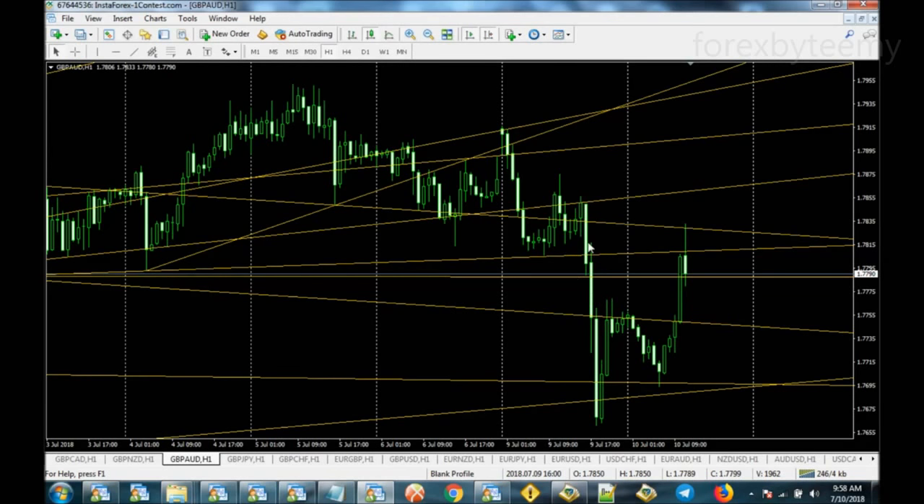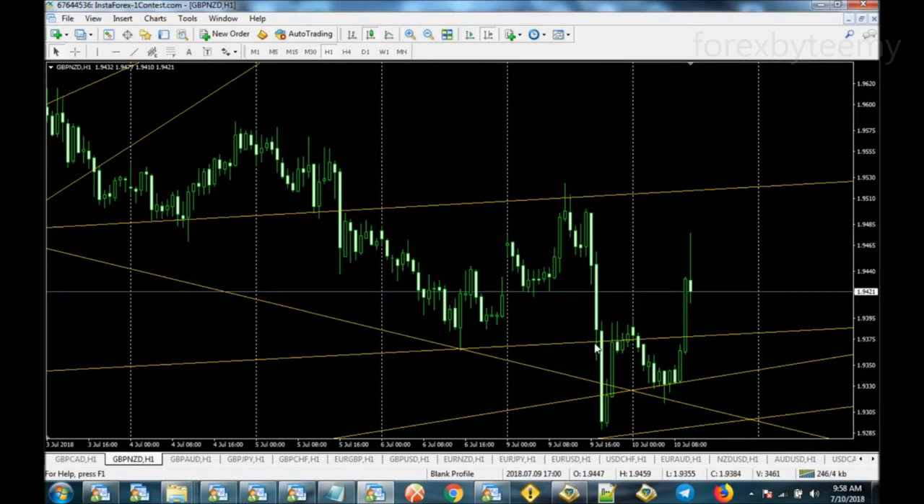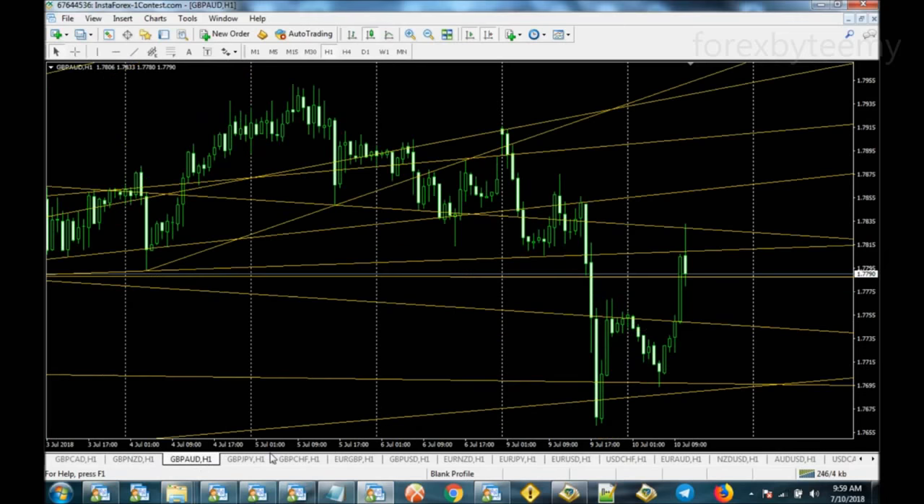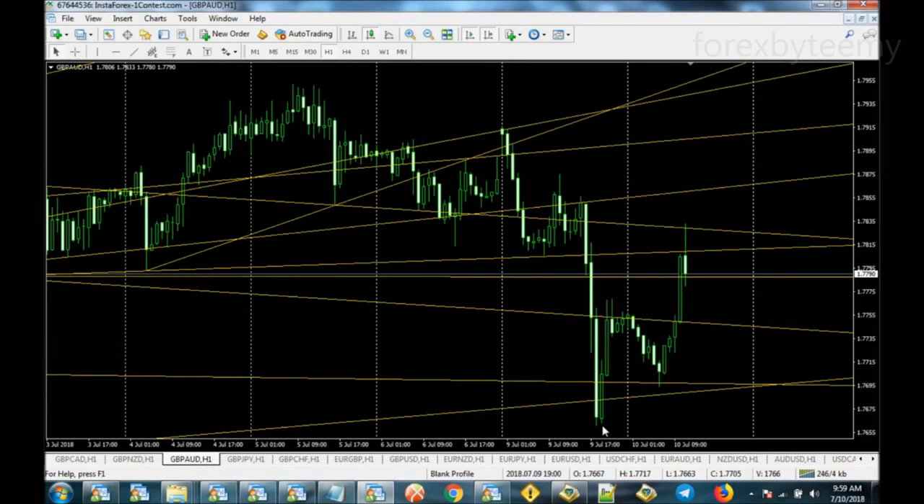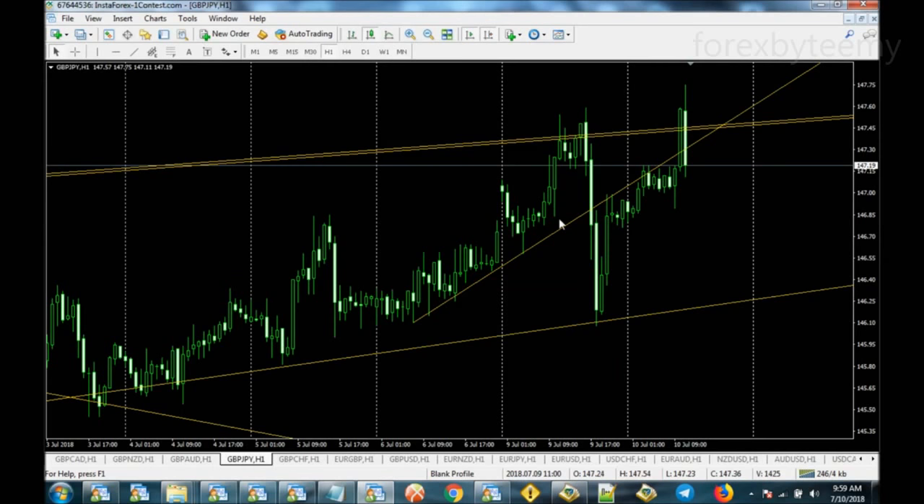Let me show you another one. On GBP/NZD, it reached this trend line and bounced up. That was the same time it bounced up everywhere else again. And lastly, you can see right now it has stopped on the trend line for GBP/JPY. So that's one thing you have to take note of: these pairs talk to each other, every one of them respecting the trend line of the other one.